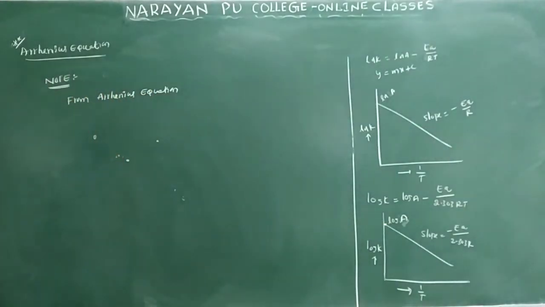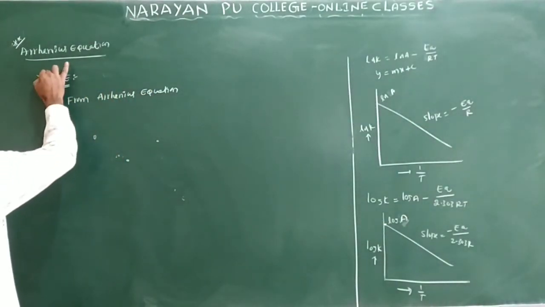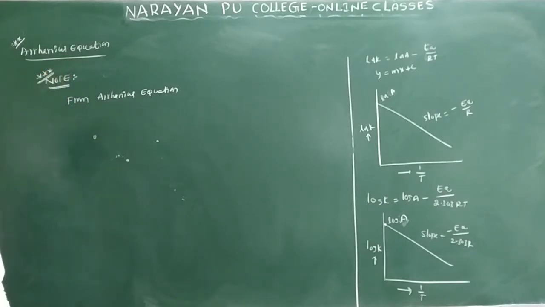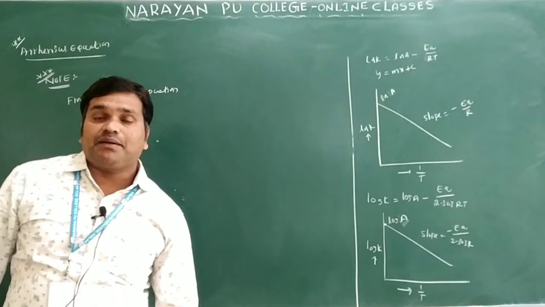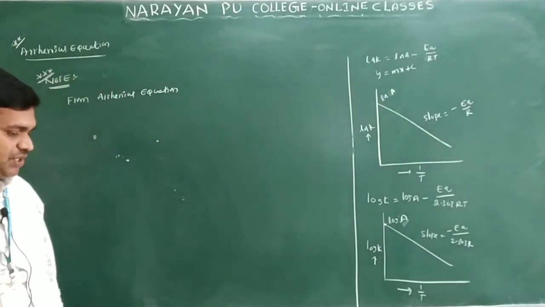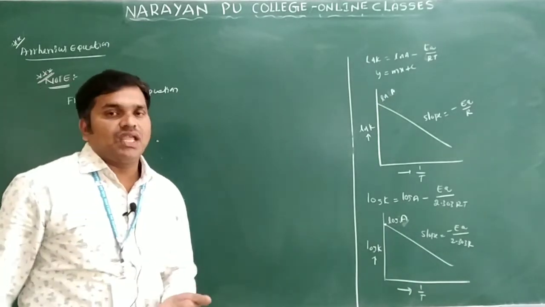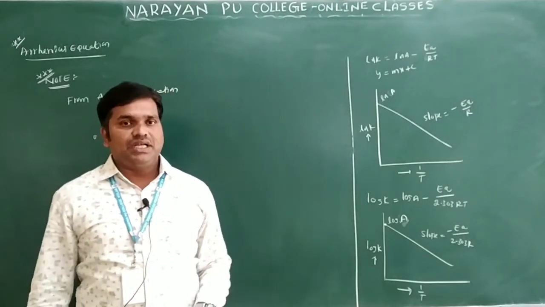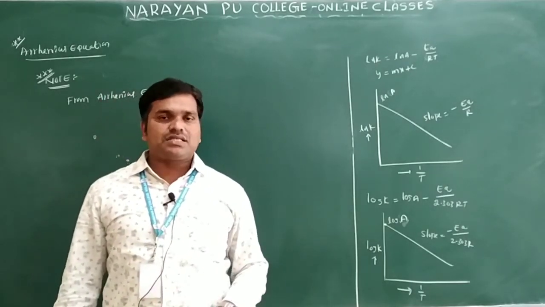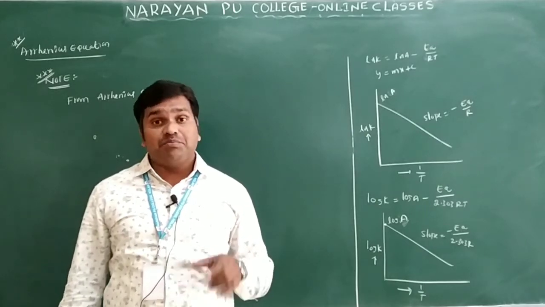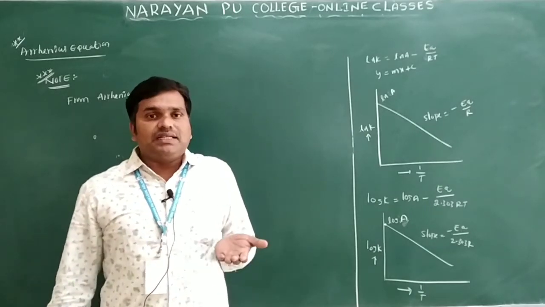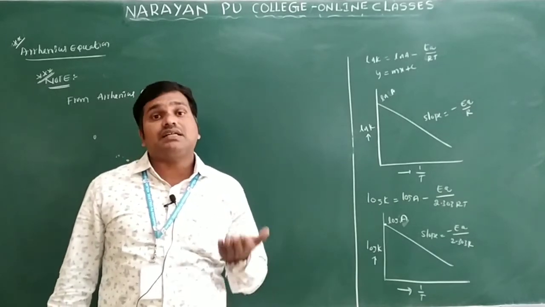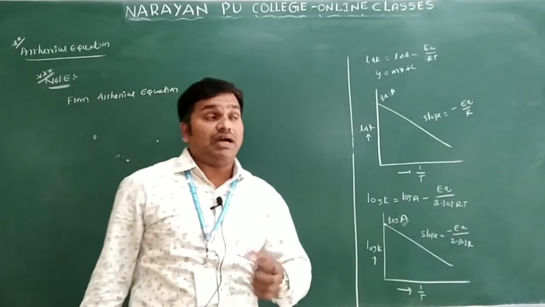I will say one more important note. From this Arrhenius equation, mainly we are getting the temperature dependence of the rate of the reaction. If the temperature increases, activation energy decreases. If the activation energy decreases, rate of reaction is increased. Very important point. Temperature increases, activation energy decreases. If the activation energy decreases, rate of reaction increases. I will write that point.